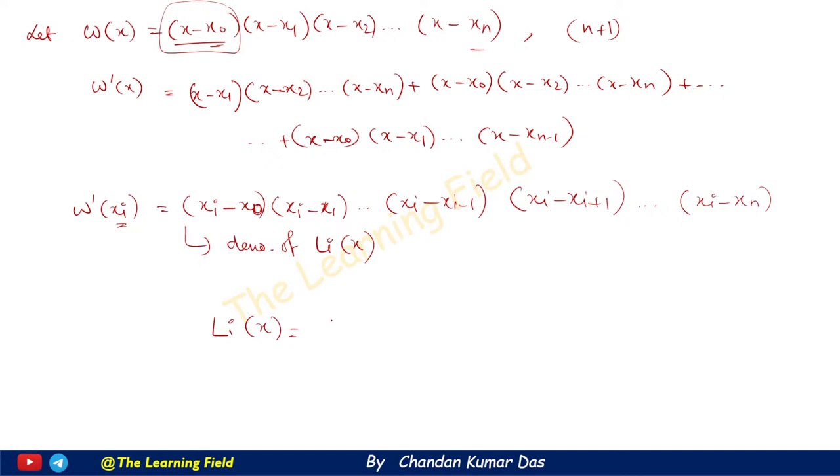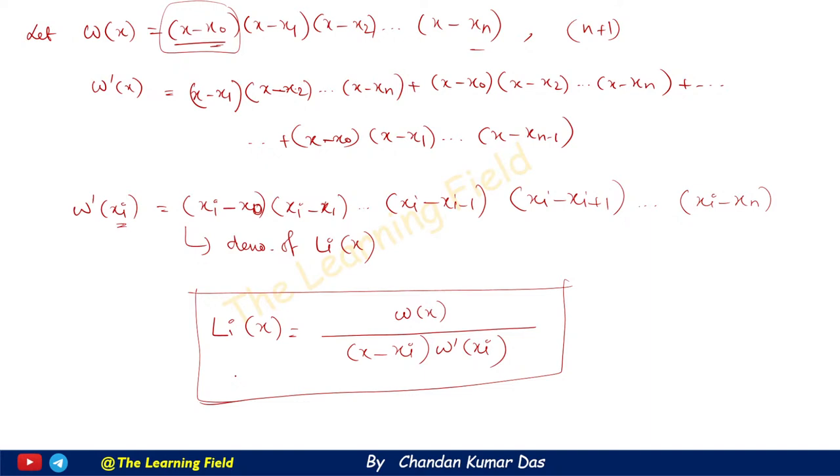See here, the term omega x is equal to this one. Therefore, we can write Li x equal to omega x by x minus xi into omega dashed xi. So we can write this term. I think this is clear, that this is another expression of the Lagrange interpolation polynomial.